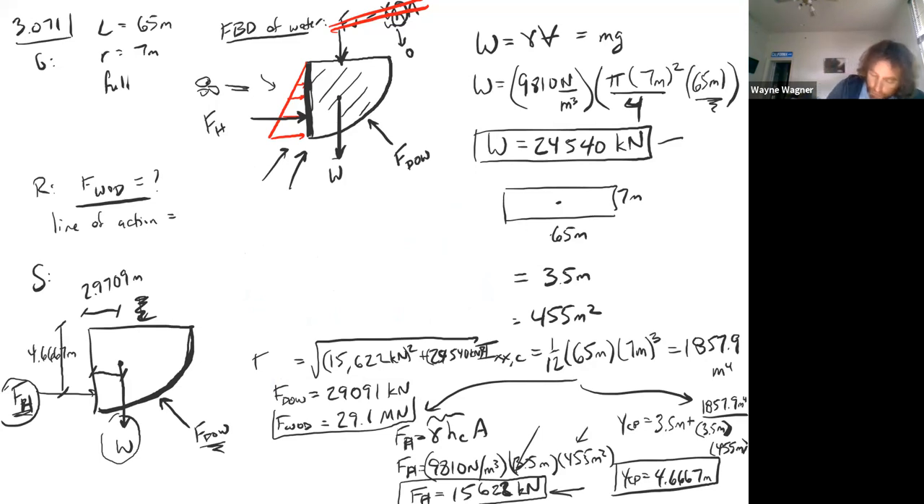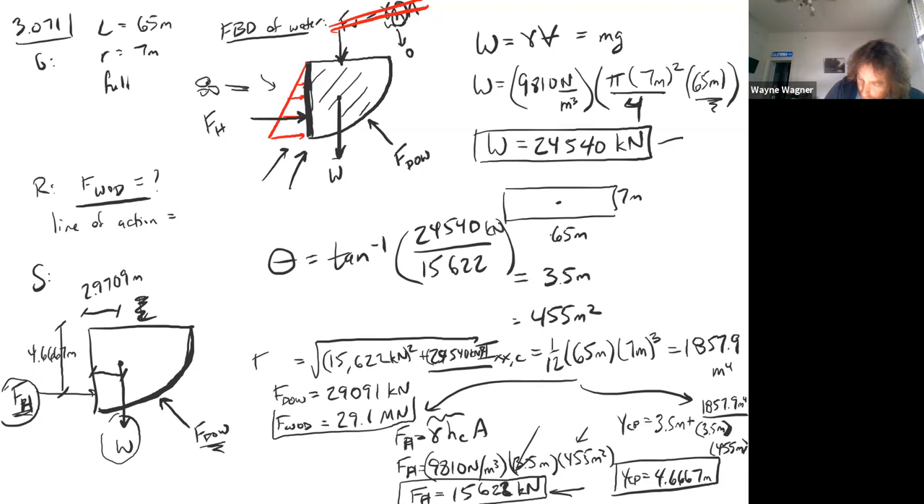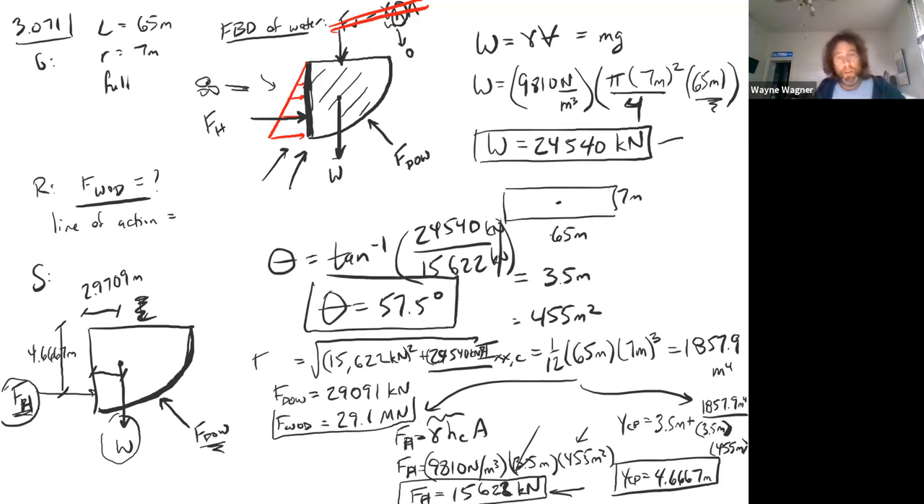So to get the angle, you just do theta equals the inverse tangent of the vertical component, 24,540, over the horizontal component, 15,622. Kilonewtons cancels. So theta equals whatever that is. I'm not going to plug it in the calculator, I'm going to get the answer out of the book. So this angle is 57.5, and it's going to pass right through the center of curvature here.